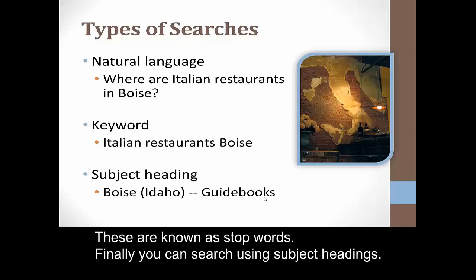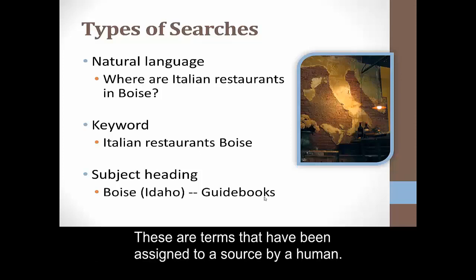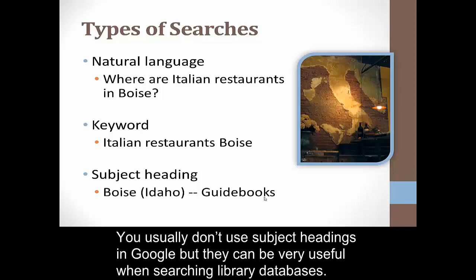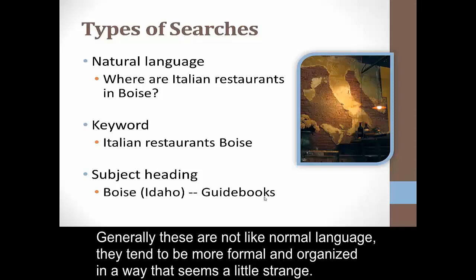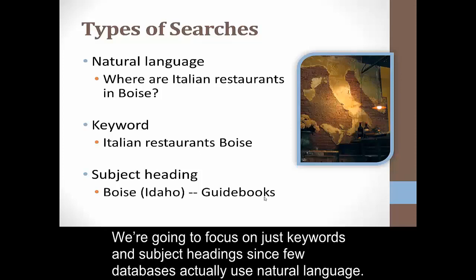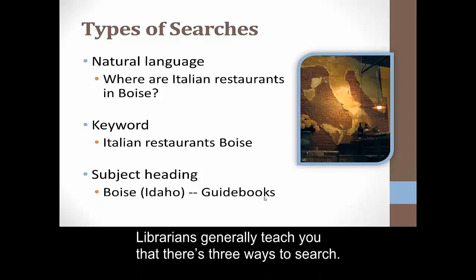Finally, you can search using subject headings. These are terms that have been assigned to a source by a human. You usually don't use subject headings in Google, but they can be very useful when searching library databases. Generally, these are not like normal language. They tend to be more formal and organized in a way that seems a little strange. We're going to focus on just keywords and subject headings since few databases actually use natural language.